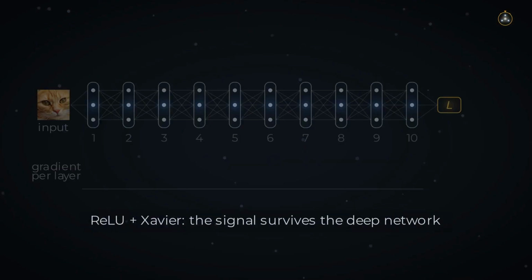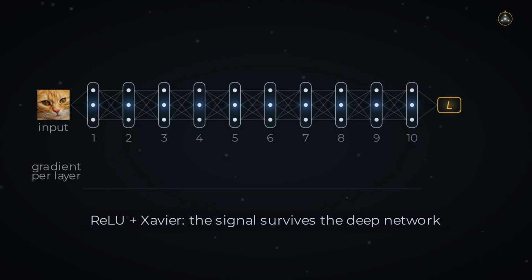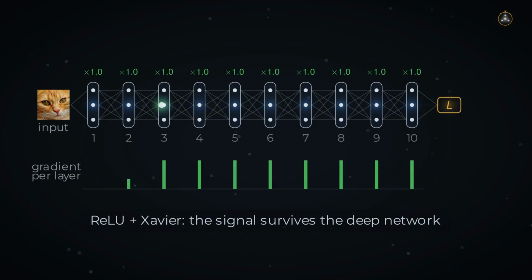Now put it together. An activation that keeps each factor near 1, like ReLU, and Xavier-sized weights. Run the deep network. The forward signal holds steady across every layer, and watch the backward sweep. The gradient arrives at layer 1 at full size. Every bar gets its share. Deep networks finally start to train.